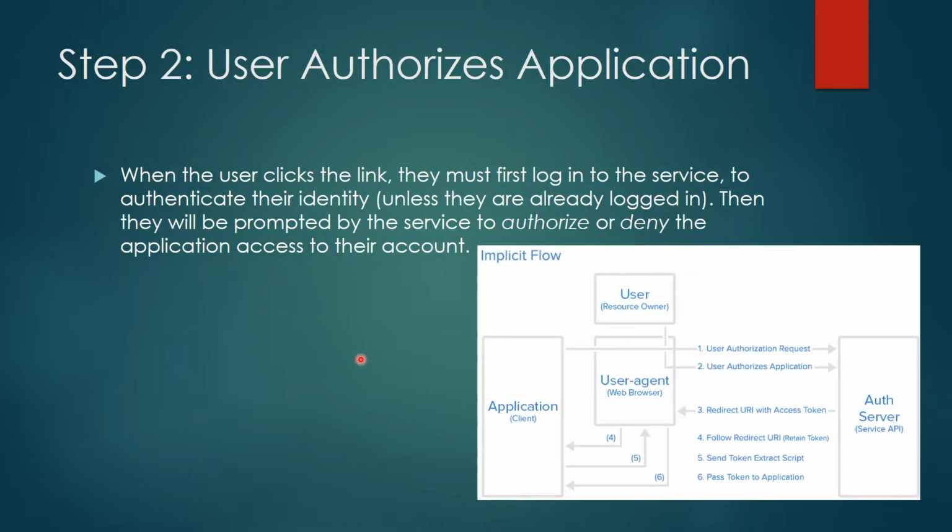Step 2 is basically user authorizes application. When the user clicks the link, they must first log into the service as usual to authenticate their identity, unless they are already logged in, of course. Then they will be prompted by the service to authorize or deny the application access to their account. So the second step is basically the user logs in and fills in the credentials as before. This step is literally quite the same, just the user needs to confirm that it's them. And as you can see, the chain goes through the user agent right here.